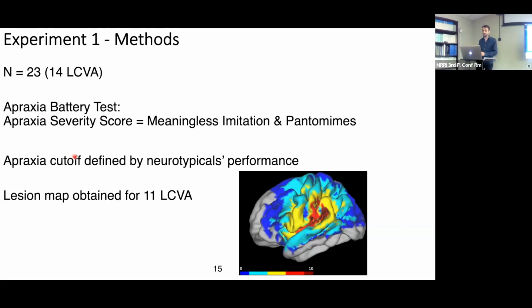as apraxic or non-apraxic. We also obtained lesion maps for a subset of the sample. Here what you can see is the lesion overlap map, where a redder part of the brain means that there were more patients with a lesion in this part of the brain.